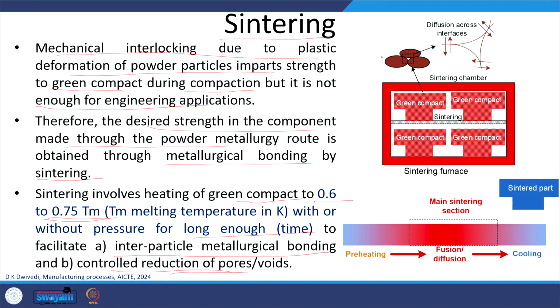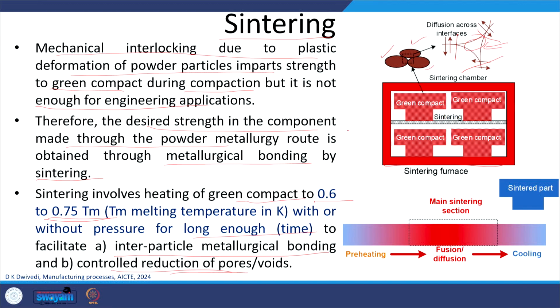Initially, say these are three powder particles in contact with each other, obtained after the compaction. The diffusion across the interfaces will take place, but still there will be porosity or gaps between them. So it is required that the diffusion continues for a longer time, so that this kind of void or gap is eliminated. Okay. So, what is the process like in the control chamber?